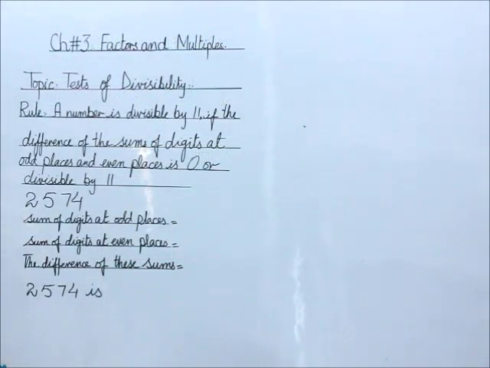A number is divisible by 11 if the difference of the sums of digits at odd places and even places is 0 or divisible by 11.